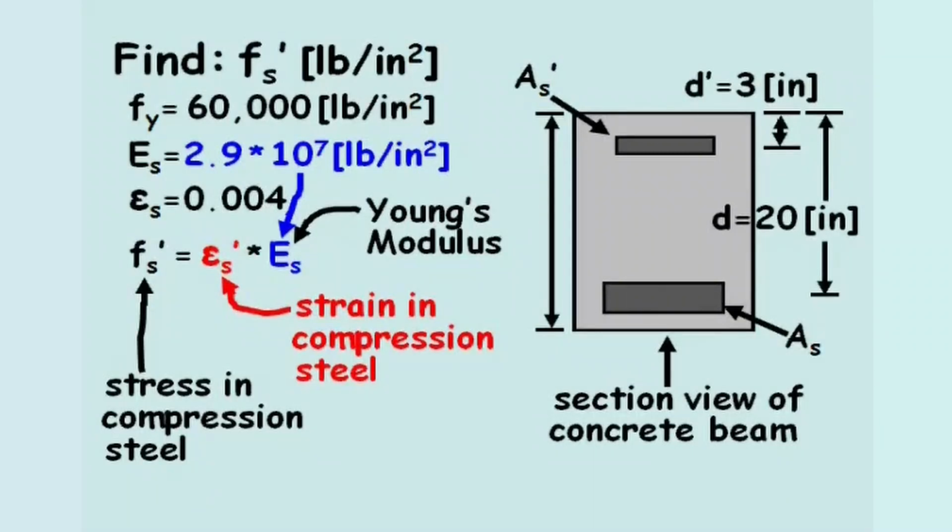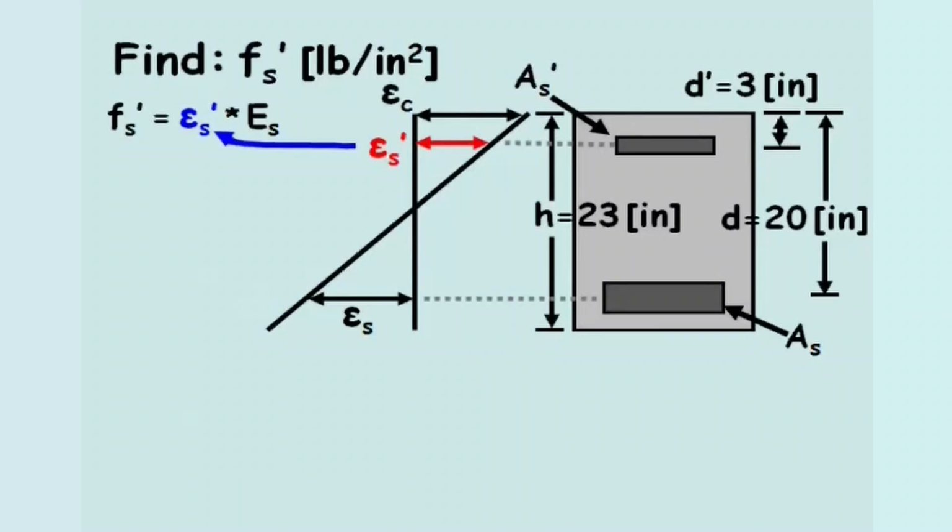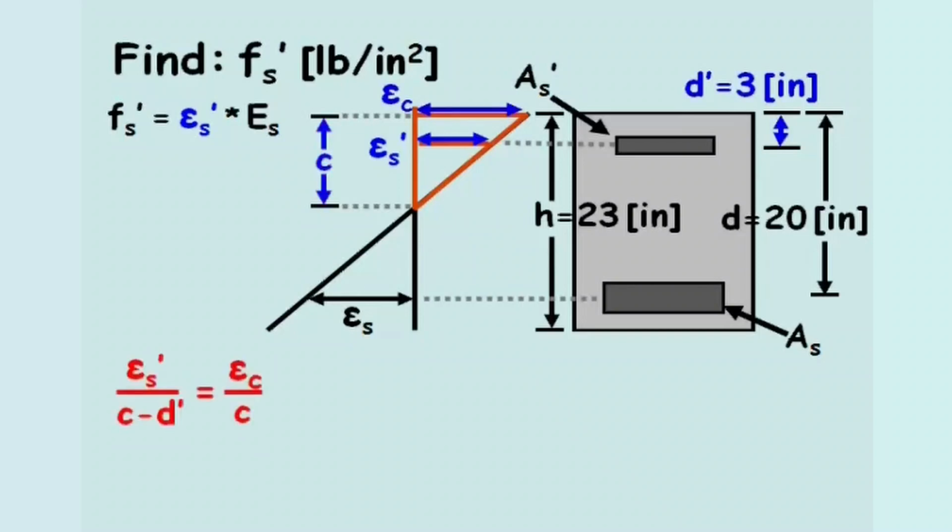From strain compatibility, we notice the strain in the compression steel can be determined using similar triangles. If we define the length C as the depth to the neutral axis, then the strain in the compression steel is to C minus D prime as the strain in the concrete is to C. If we isolate the strain in the compression steel, we get the strain in the compression steel equals the strain in the concrete times C minus D prime, all divided by C.